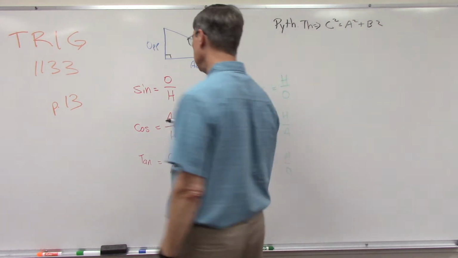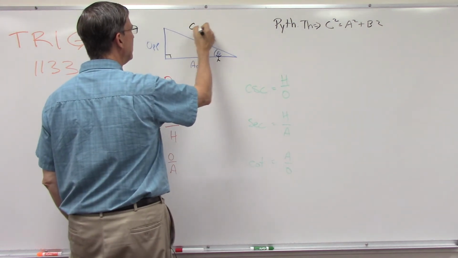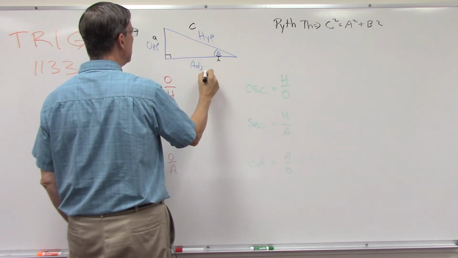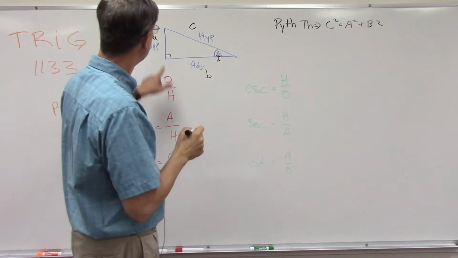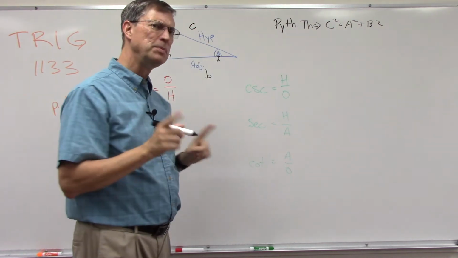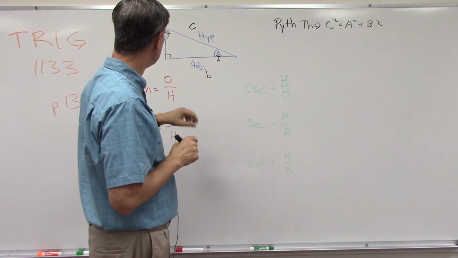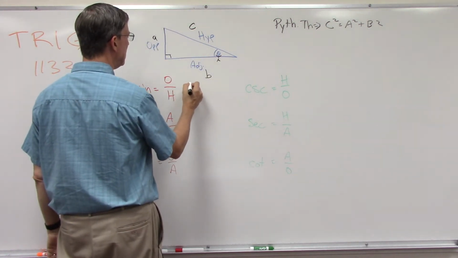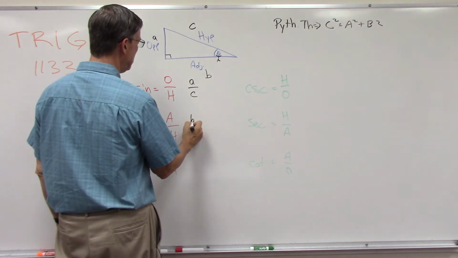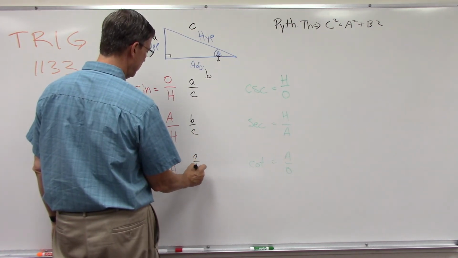I will tell you one more thing as we move further into the pace. They're going to always refer to the hypotenuse as C, the opposite as A, and the adjacent as B. Might not always be A and B, it's in relation to the angle. Opposite is A, adjacent is B. So we could say sine is side A over side C, cosine is side B over side C, and then tangent would be A over B.